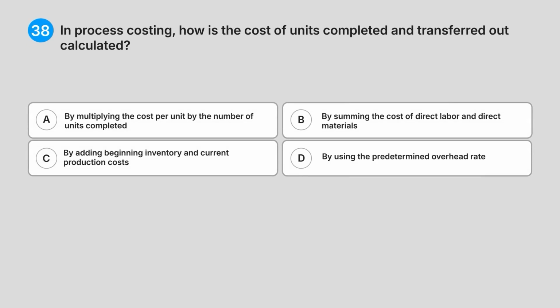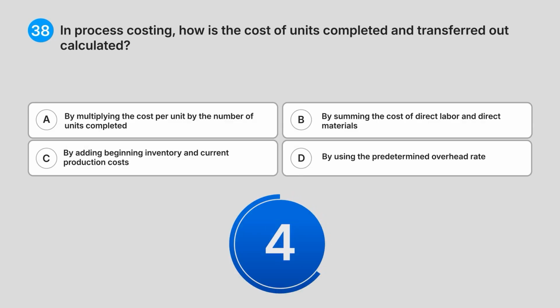38. In process costing, how is the cost of units completed and transferred out calculated? A. By multiplying the cost per unit by the number of units completed. B. By summing the cost of direct labour and direct materials. C. By adding beginning inventory and current production costs. D. By using the predetermined overhead rate. Do you know the answer?